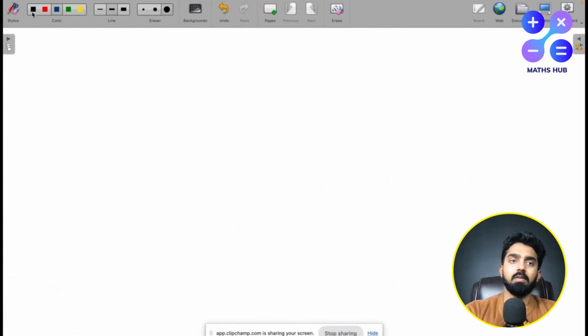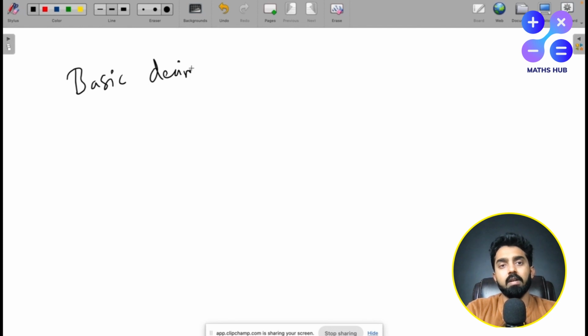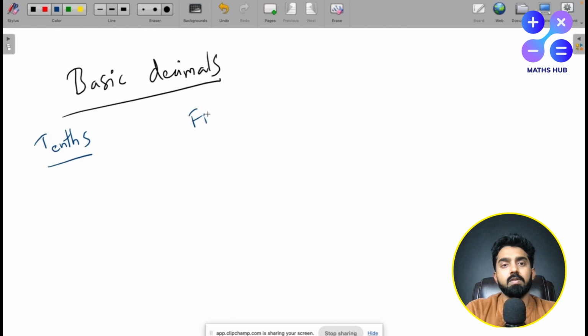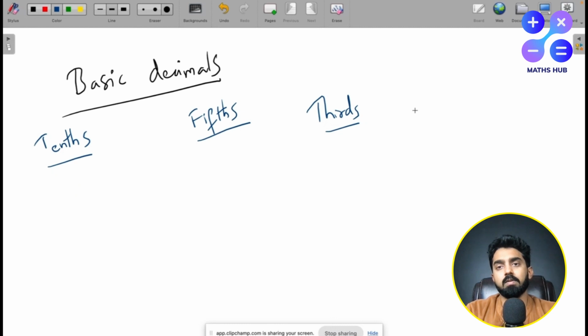Now that you understood, or recalled, the basic operations, there are some decimals which you need to remember for the sake of being able to move fast while you're in the exam. So these are some of the basic decimals or fractions that you can keep in mind. For example, all the tenths, there's tenths, there's fifths, there's thirds, and there's fourths. Remembering these is going to make your life much easier.